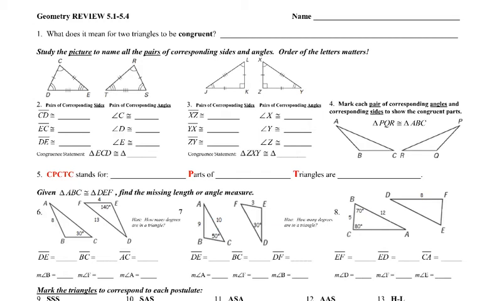So we're reviewing the first 4 sections of Chapter 5, where we have been talking a lot about what it takes to have 2 triangles be congruent. And we know that this means that all corresponding sides and angles are congruent. So we got to look at the markings on the picture, and we got to make sure we do our letters in the right order.